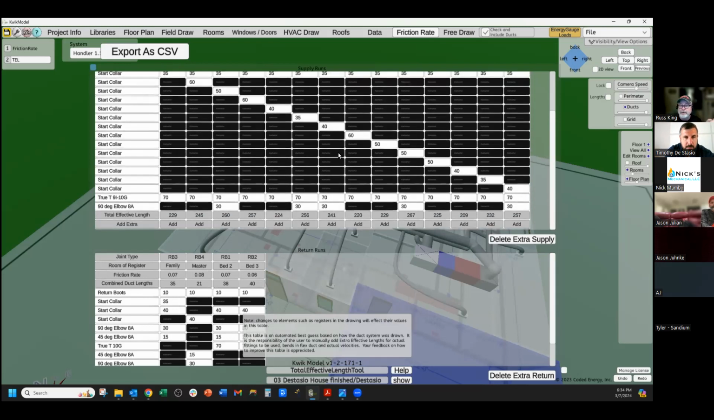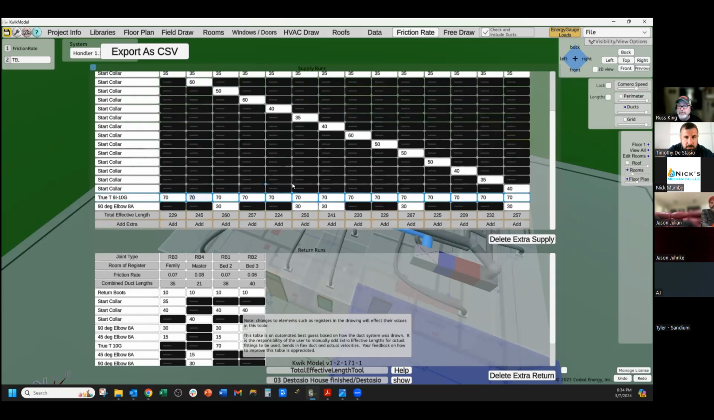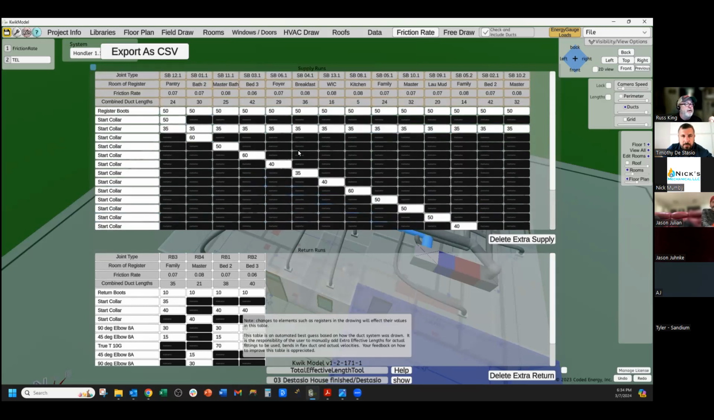But you can edit this. If you think there are more or less equivalent lengths, you can come in and change each one of these numbers. But it does a pretty good job right off the bat of taking a first best guess. And if you go all the way to the top, Tim mentioned variable friction rate. Each run has a different friction rate because it's seeing different fittings along the way. The air that sees a whole bunch of fittings and a long length of duct is going to have a lower friction rate. If you scan across, you'll see a couple that are 0.07, some that are 0.08.